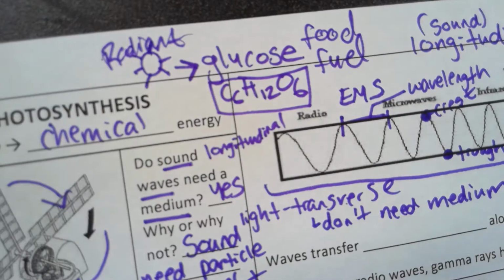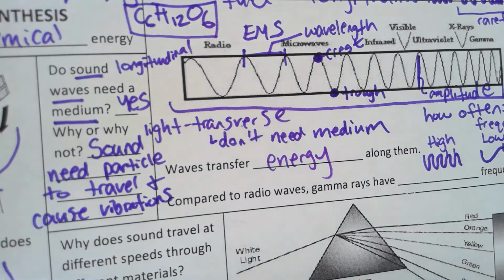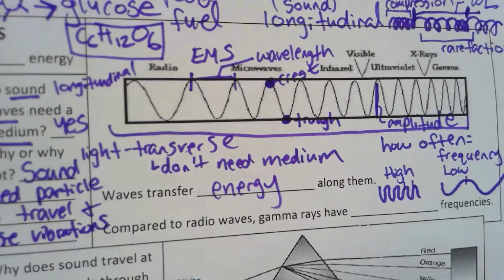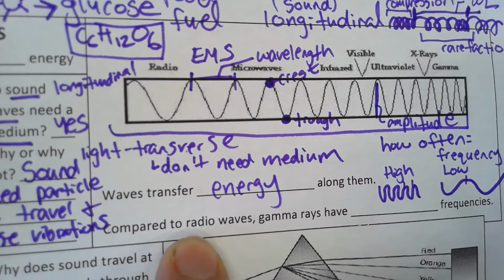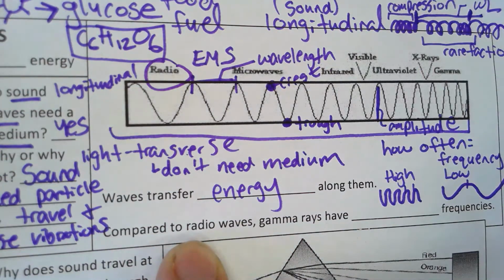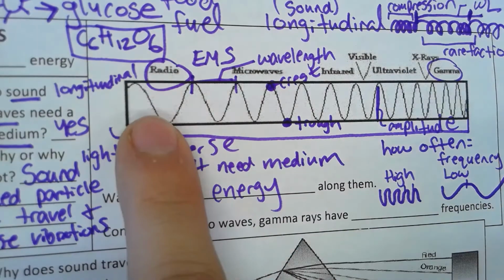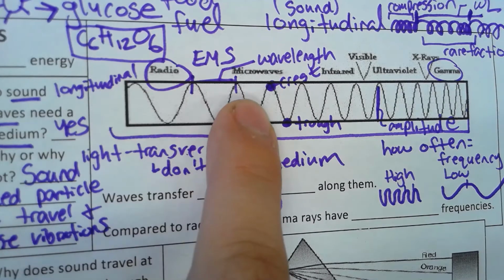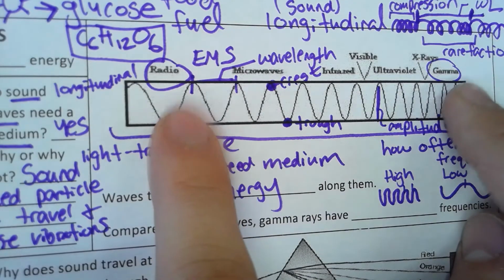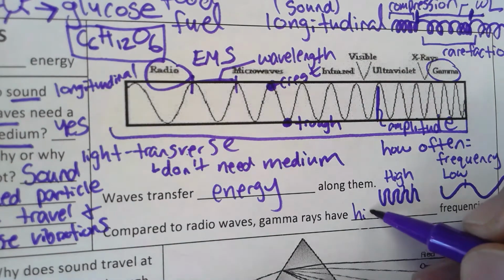Waves transfer energy along them. They don't transfer matter. Okay. Compared to radio waves, which I just circled, gamma rays have what kind of frequencies? So radio waves are long and slow. Okay, gamma rays are very frequent. So which one has higher frequencies? Gamma. Okay, so gamma rays have higher frequencies.